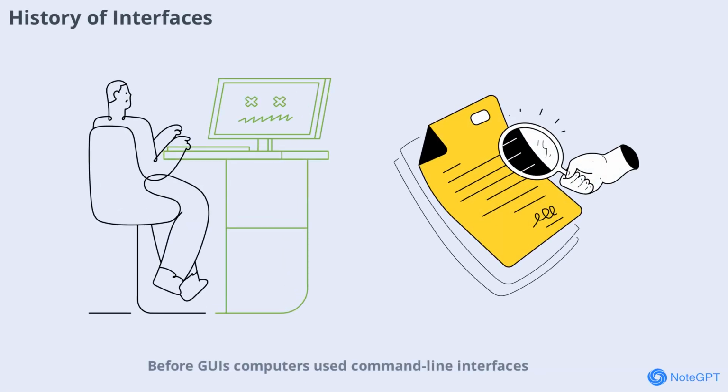Before GUIs, computers used command line interfaces, where users had to type specific commands to operate the system. This method required memorizing commands and was often intimidating for beginners. The introduction of GUIs in the 1980s, popularized by systems like Apple's Macintosh and Microsoft Windows, revolutionized computing. Suddenly, computers became accessible to a much wider audience, paving the way for the digital age we know today. The shift from text-based to graphical interfaces marked a major milestone in computer history.